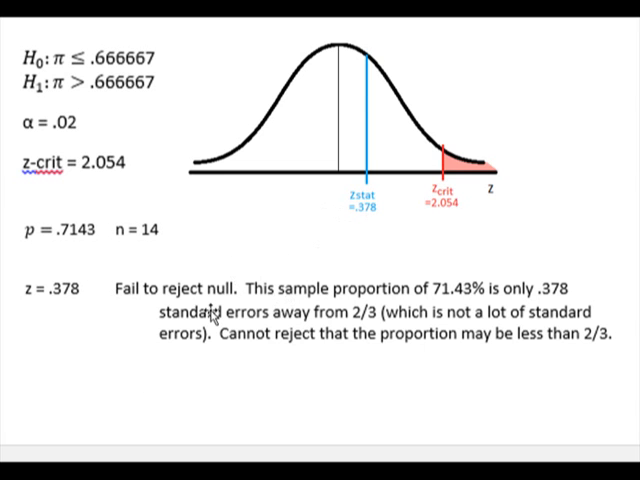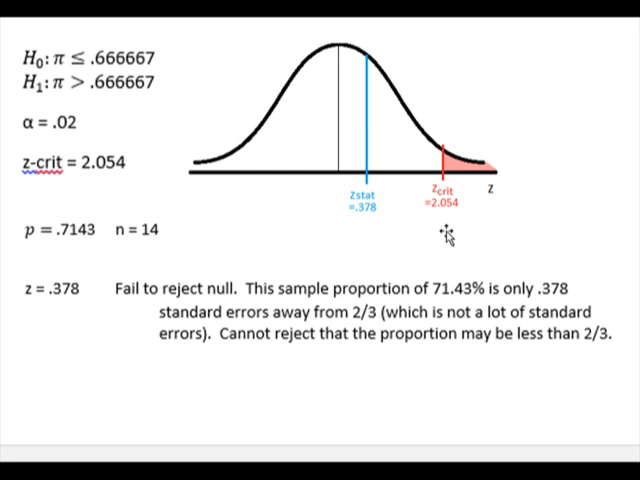And then our conclusion is, because our sample proportion of 71.43% of the 14 observations is only 0.378 standard errors away from the claim, which is not very many standard errors compared to our threshold or our limit of 2.054, we cannot reject the null hypothesis that the true proportion might be something less than 2/3.